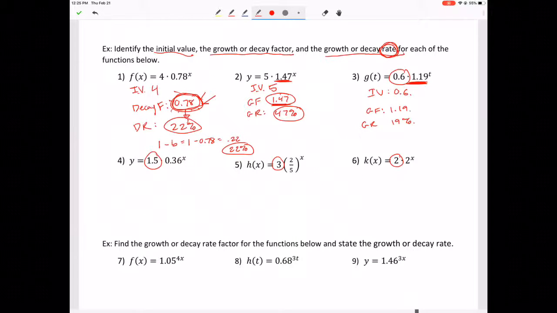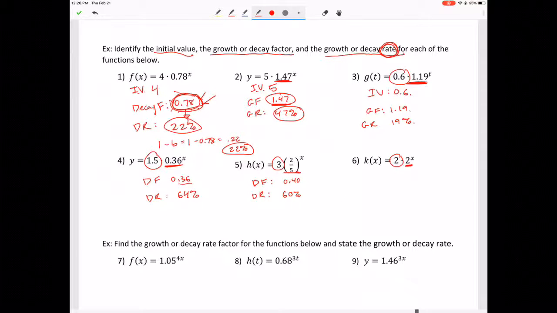Okay, 19% growth. Okay, this one, decay factor is 0.36. Decay rate is going to be the difference of 0.36 and 1, which will be 64%. 64% decay. Next one, we have decay again. Decay factor is going to be 0.4, and then decay rate is going to be 60%.